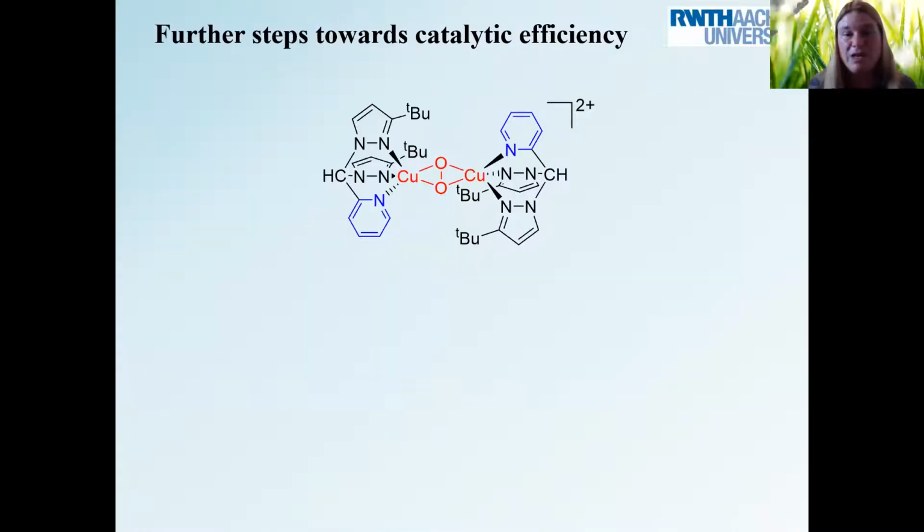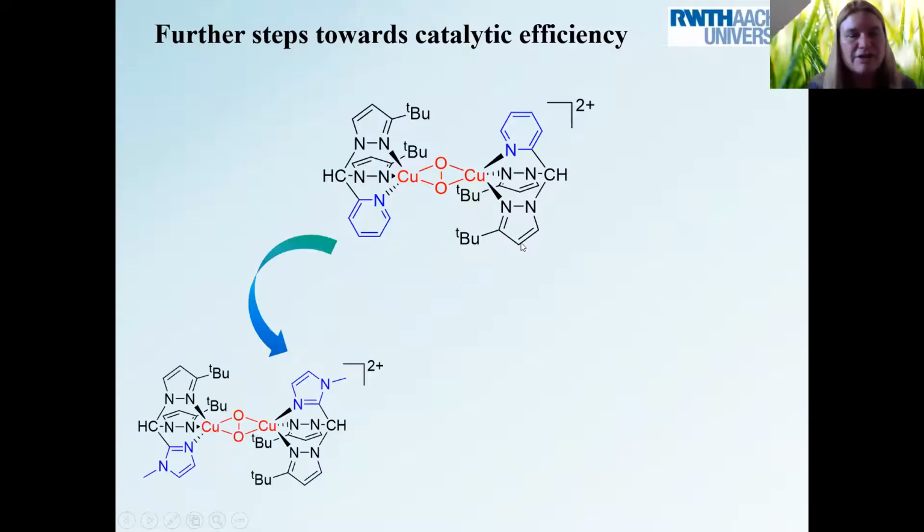Okay, further steps, what can we do? Because we had 50 of these ligands, only one was active. We thought, how can we change our reactivity? Can we do anything here? No, we cannot, it won't give any peroxo. Can we change a little bit here? Can we change perhaps some of these donors? And there are some possibilities.